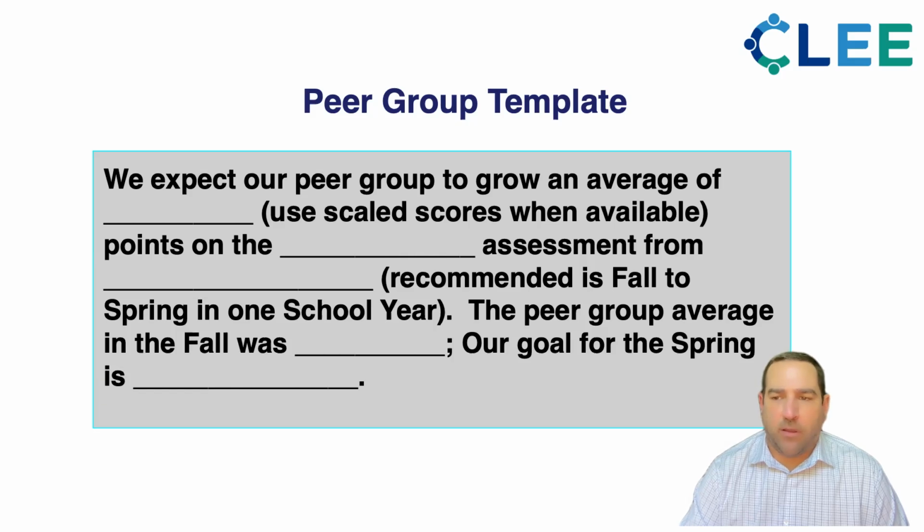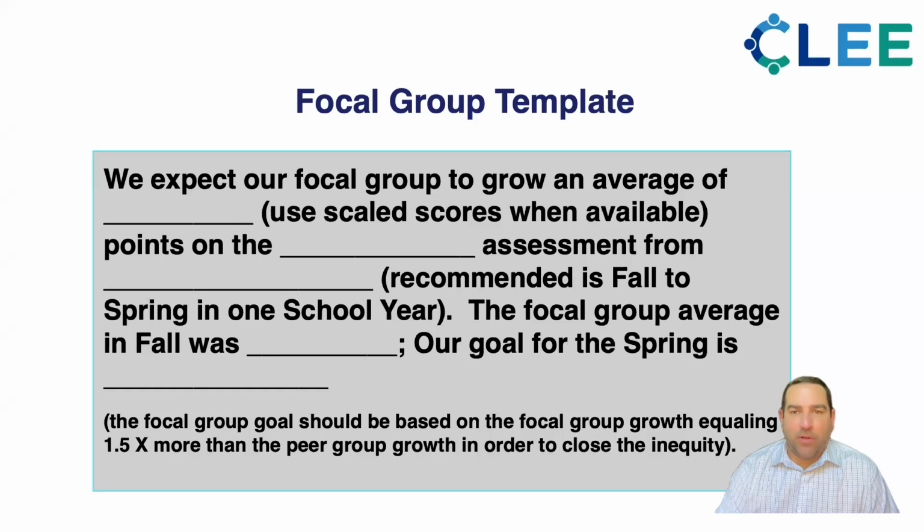And then finally, we identify what our goal is. The peer group average in the fall was blank, and our goal for the spring is blank. When you look at the focal group template, you'll notice that it's identical to the peer group template. The difference between the two comes in the goal that is actually set. So, for example, in this goal, we're looking for the focal group's individual growth to equal at least 1.5 times more than the peer group growth in order to close the inequity that's been identified.